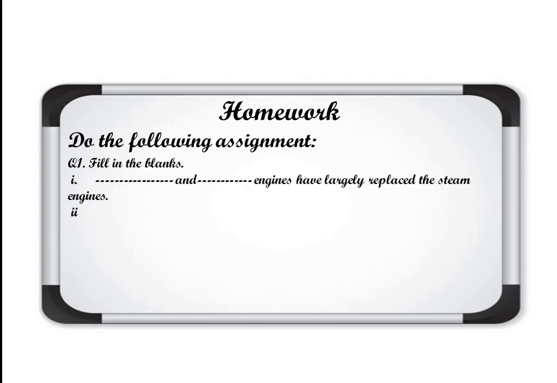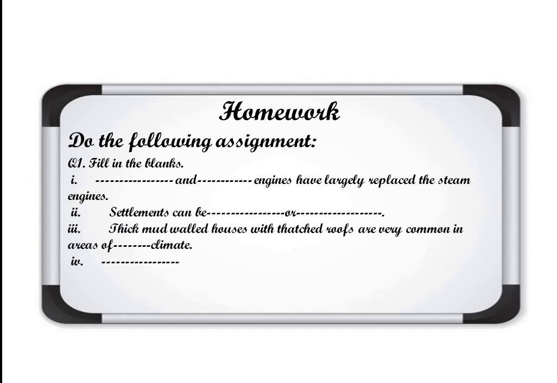Fill in the blanks. Number 1: dash and dash engines have largely replaced the steam engines. Number 2: settlements can be dash or dash. Number 3: thick mud-walled houses and thatched roofs are very common in areas of dash climate. Number 4: dash is the means by which people and goods move. Next is the fifth one, you can see that.